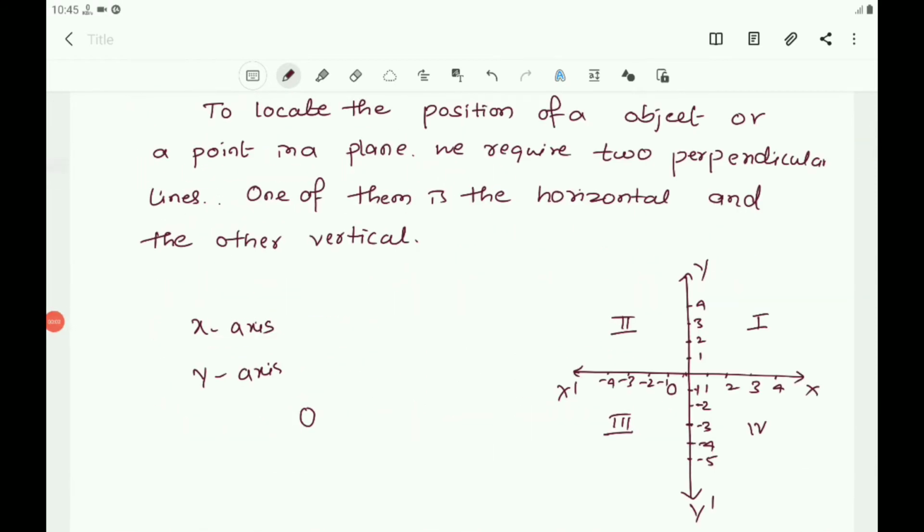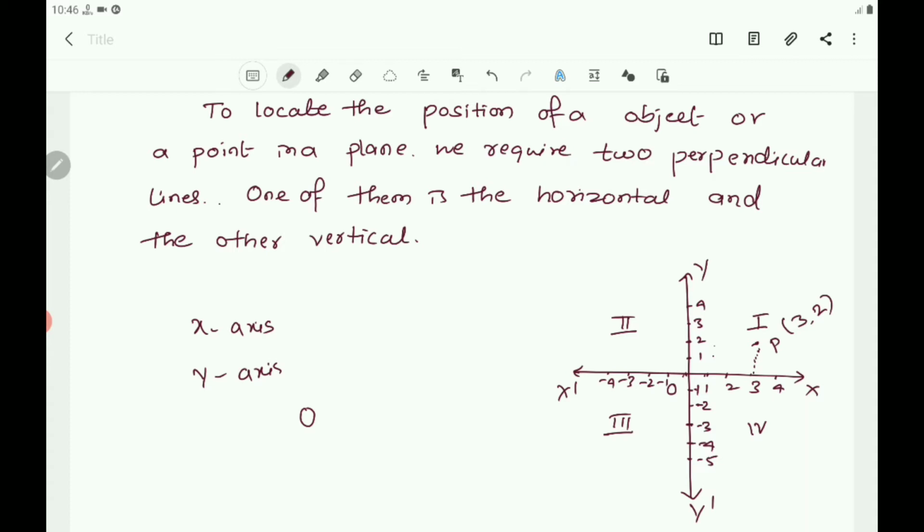For example, consider a point P and ask what its coordinates are. You know that you need the distance from the x-axis and the distance from the y-axis. Here the distance from the y-axis, that is the x coordinate, is 1, 2, 3, so you can take 3, and the distance from the x-axis, that is the y coordinate, is 1, 2. So the coordinates of the point P are (3, 2).